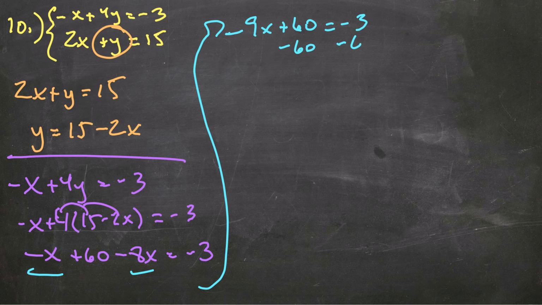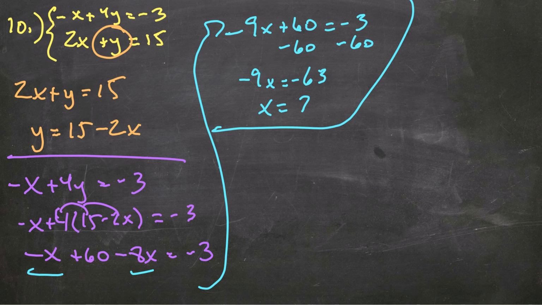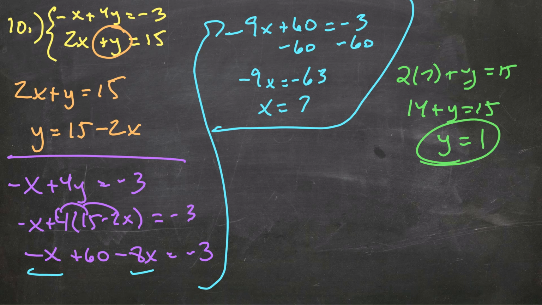I subtract 60 from both sides. I get minus 9x equals minus 63. So x equals 7. I plug in 7 to the bottom equation, so I get 2 times 7 plus y equals 15. I get 14 plus y equals 15. I subtract 14, I get y equals 1. Step 5, I write that as an ordered pair, 7, 1.